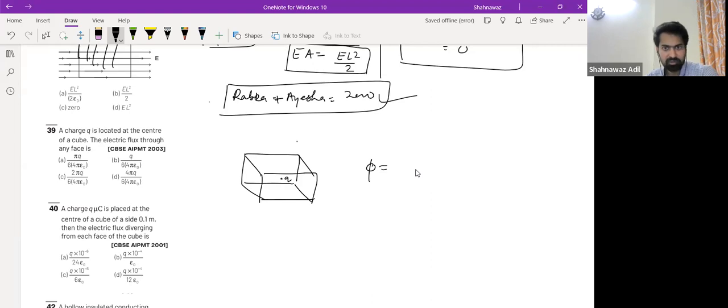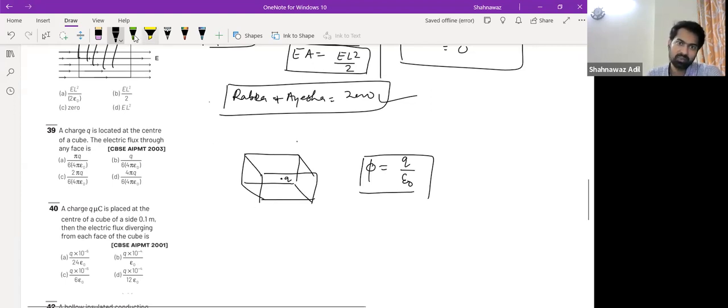Gauss's law: Q by epsilon naught. Now that we know the flux through this cube is Q by epsilon, they are asking what the flux would be through one of the faces, either this one or this one, either of the faces.